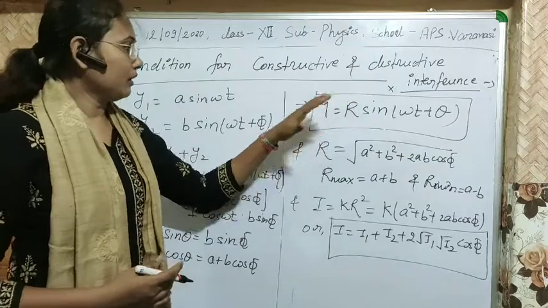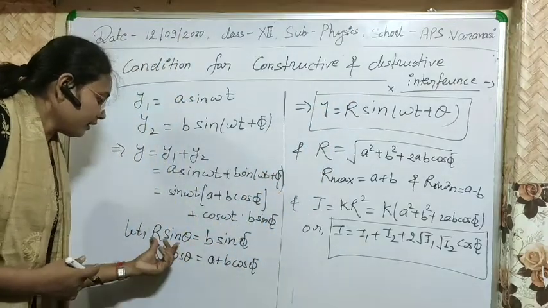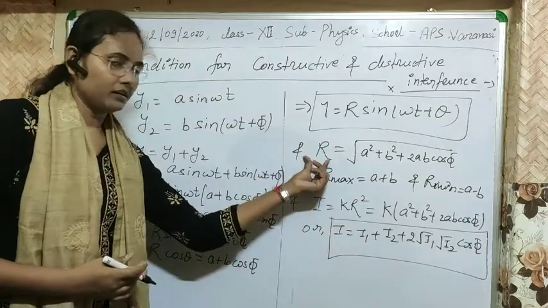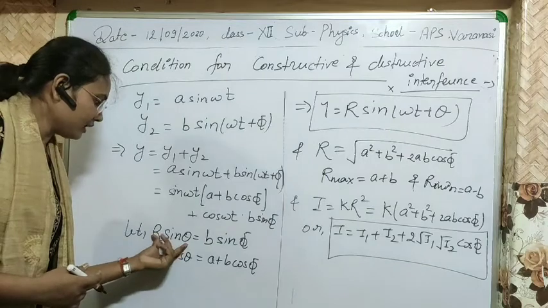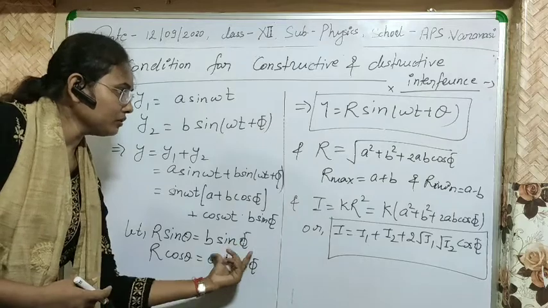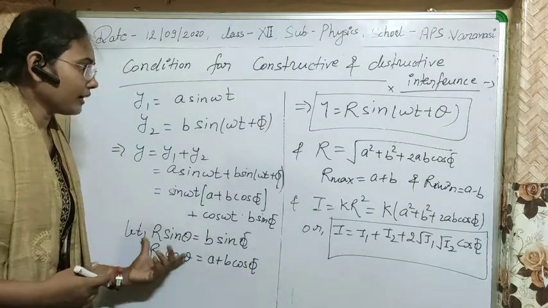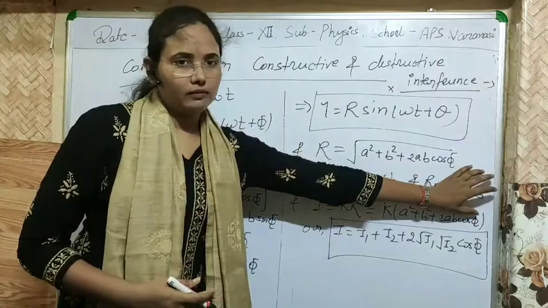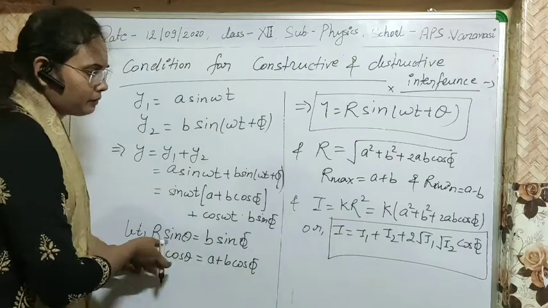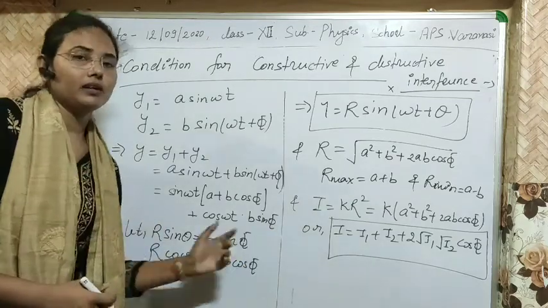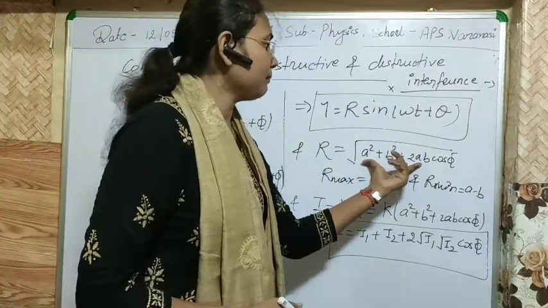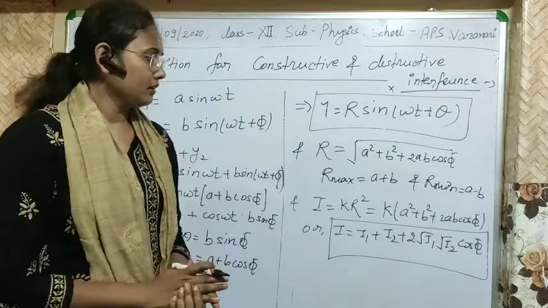Clear, I think. Now come to this point. On squaring and adding these two equations, we get r squared sin squared theta plus r squared cos squared theta, which gives r squared equal to this term. Now put in the values and solve this equation. It's very easy. First square both equations, then add them from the left side and the right side, and you will get r equal to the square root of a squared plus b squared plus 2ab cos phi.